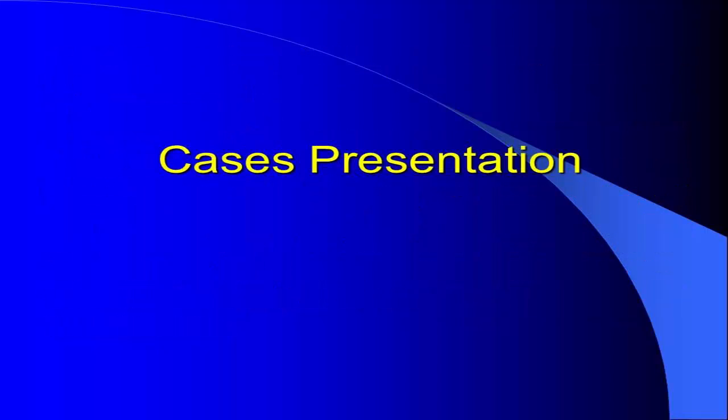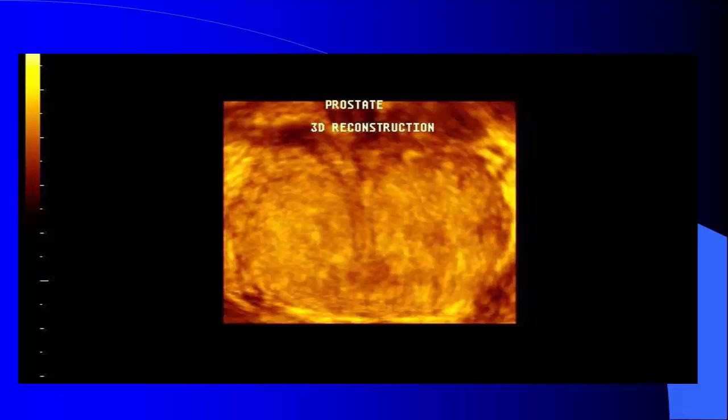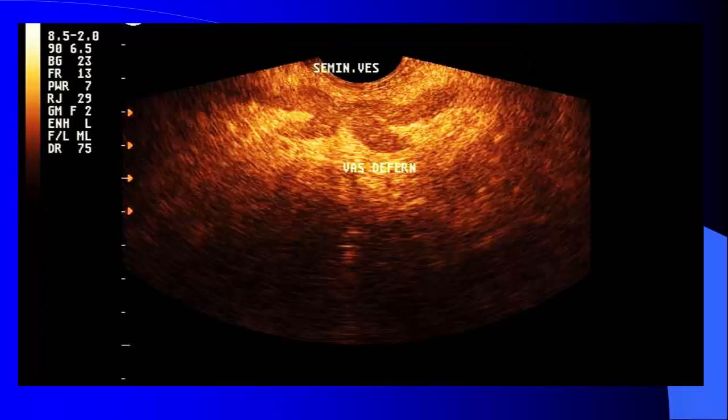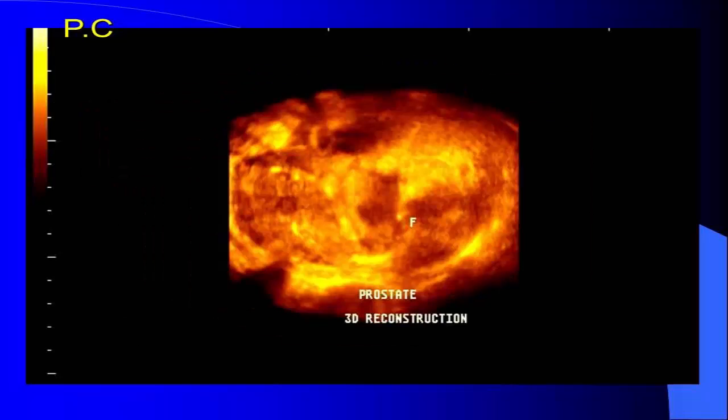Cases presentation. Normal 3D image of prostate. Frontal scan of seminal vesicles and vas deferens. Stage 2B prostate cancer with 3D ultrasound image reconstruction. The tumor is seen involving more than one half of one side of the prostate gland.